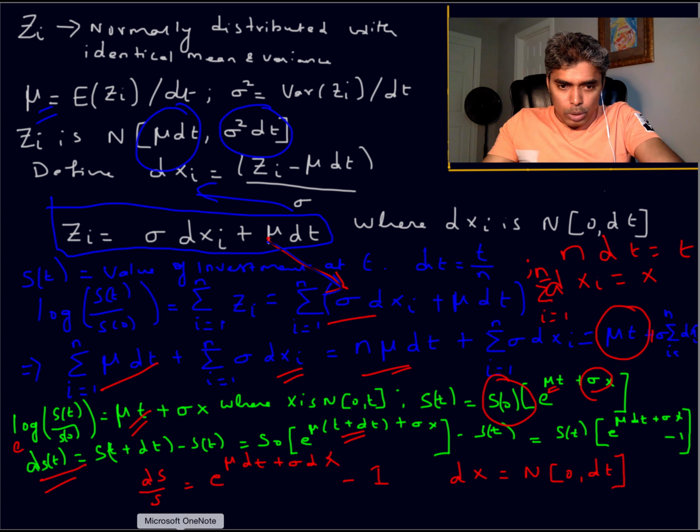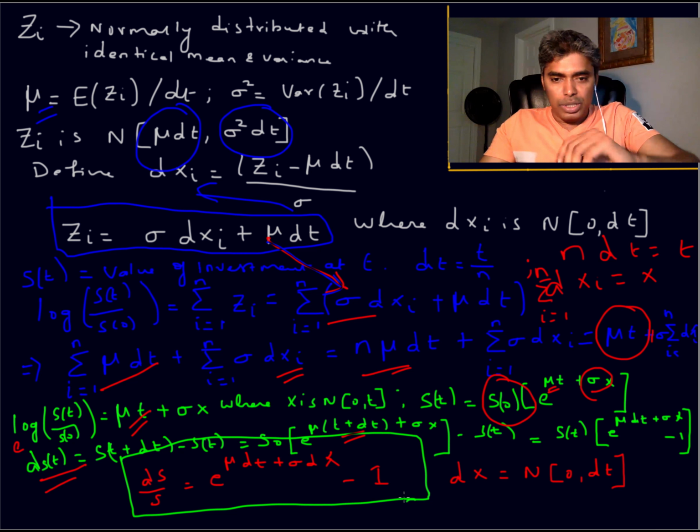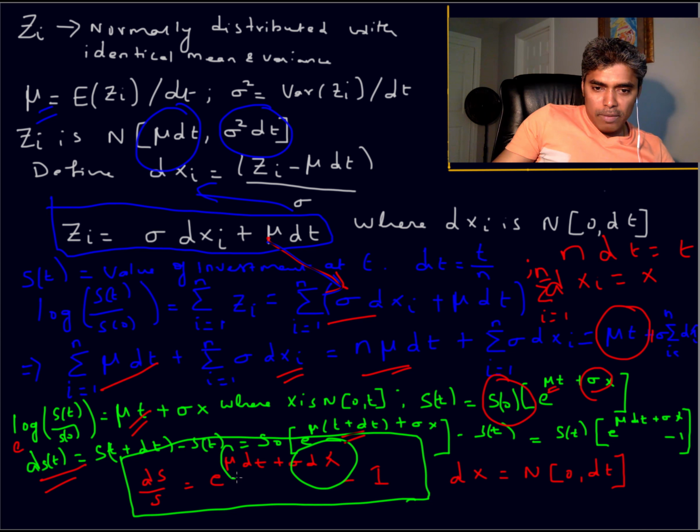So to generalize this, this is basically the stochastic equation of an investment, the risky investment I should say. And this dx is the normally distributed random variable, mu is the mean value, and sigma is the volatility, and dx is normally distributed with mean 0 and variance dt.